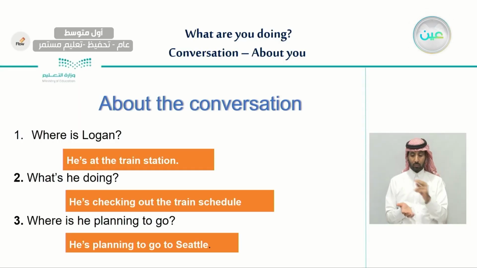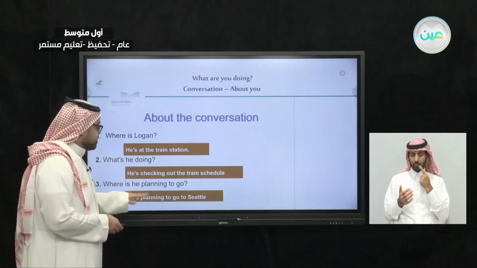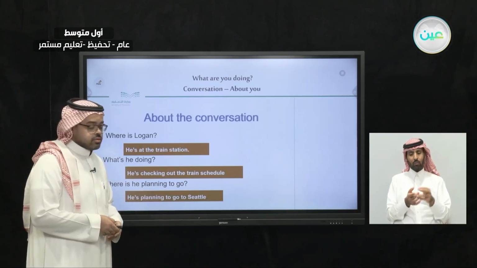As we said, the answer of the first question is, he is at the train station. And the answer of question number two is, he is checking out the train schedule. And the answer of the last question, or the third question, is, he is planning to go to Seattle.